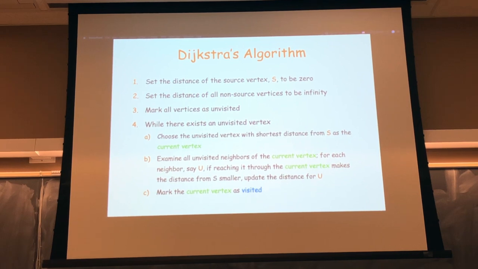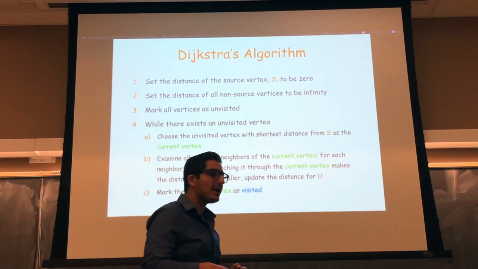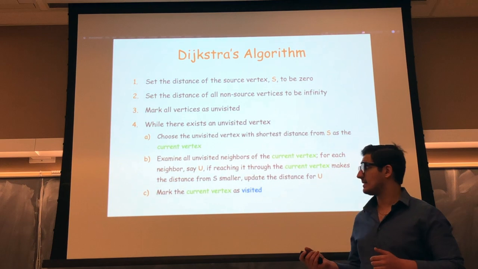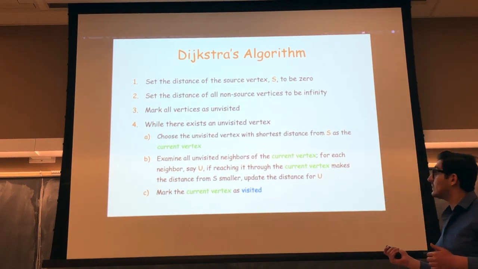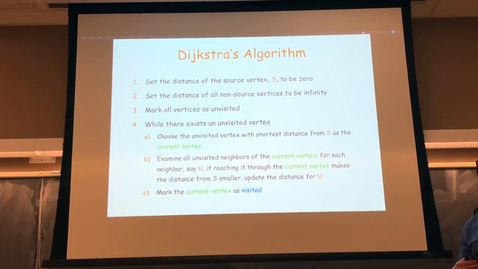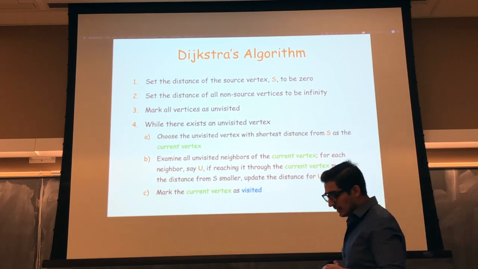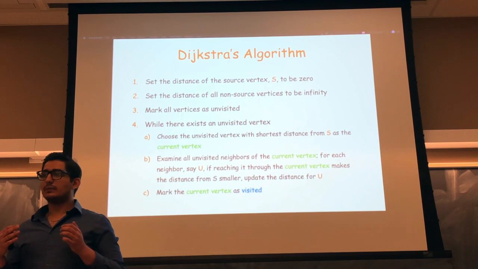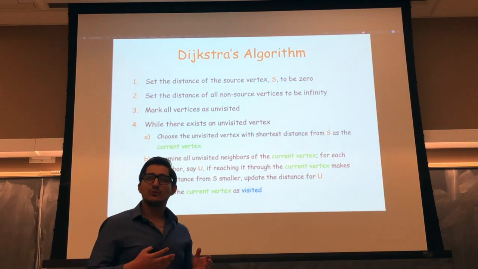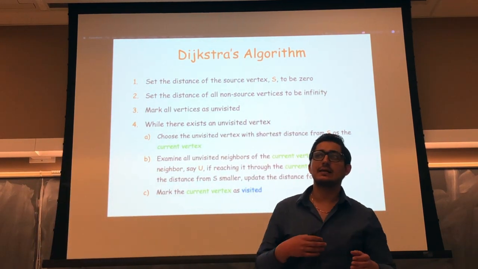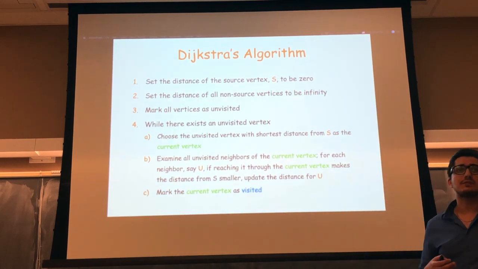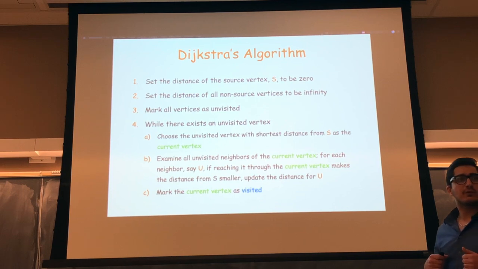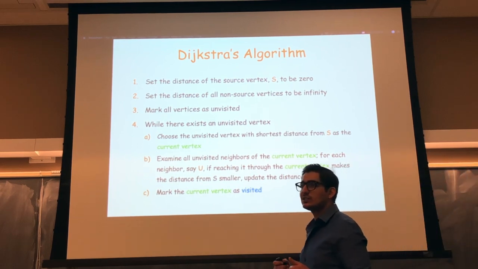The first step in each iteration is finding the unvisited vertex with the shortest currently known distance from S. Second step would be examining all unvisited neighbors of the current vertex and making an update if required. And finally, after examining all neighbors, it's safe to mark current vertex as visited and remove it from the unvisited list. Is this clear for everyone how the algorithm works? Any questions at all?